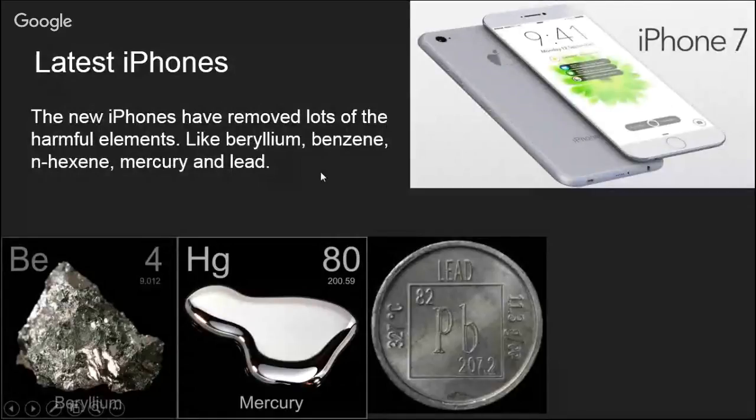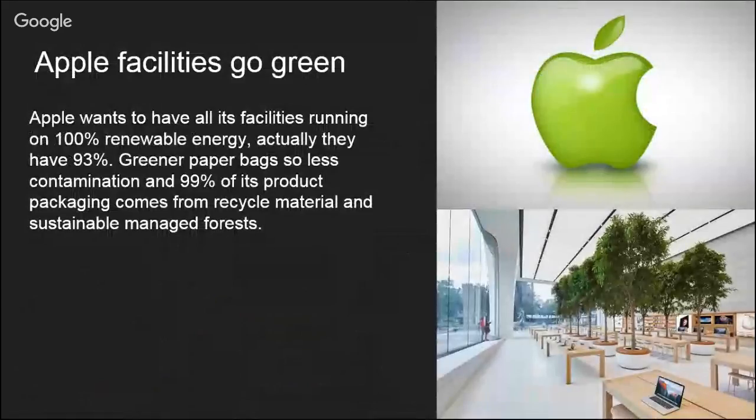And now something that Apple is doing that is very good is that they are turning their facilities into green facilities, meaning that now they are putting trees inside them and all the energy will run on renewable energy sources. And this won't contaminate and will help the planet a lot.